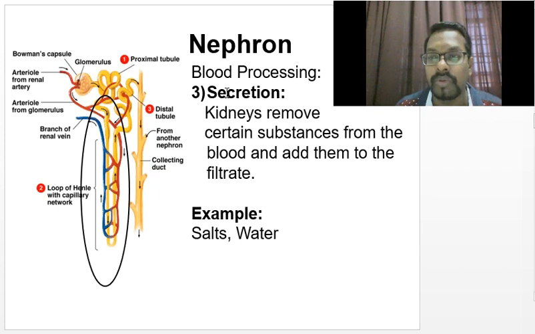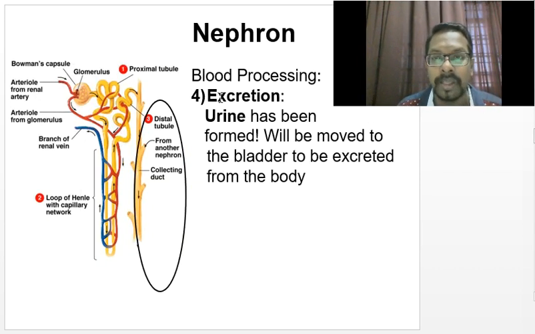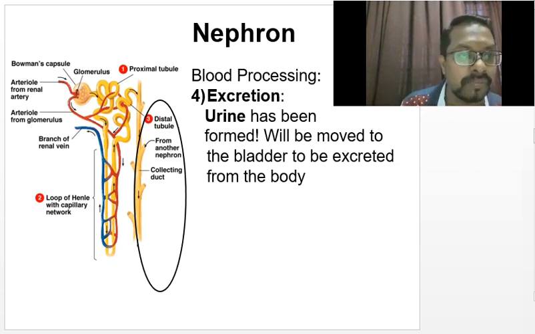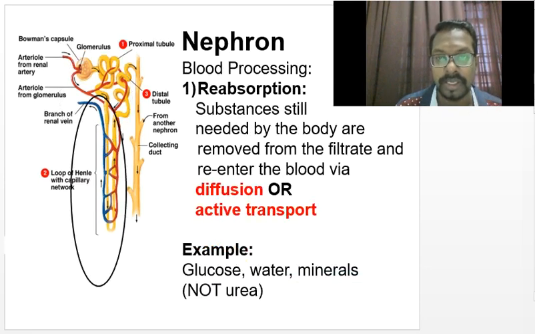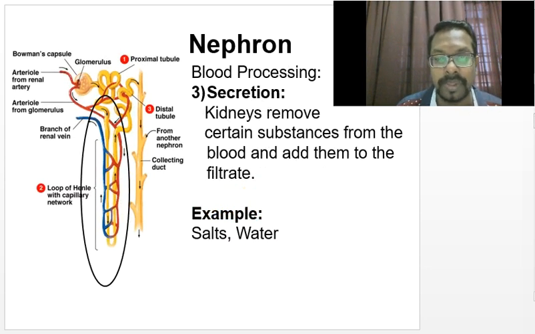Okay, next, secretion. Secretion means it's going to form the urine. Kidneys remove certain substances from the blood and add them to the filtrate, for example, salt and water. That is what is going to form your urine. And the next part, excretion. Urine has been formed here in the collecting duct, okay, and will be moved to the bladder to be excreted from the body. So the last four slides actually explain what happens here. Okay, here you know the label, and the next four slides show you what happens in detail.